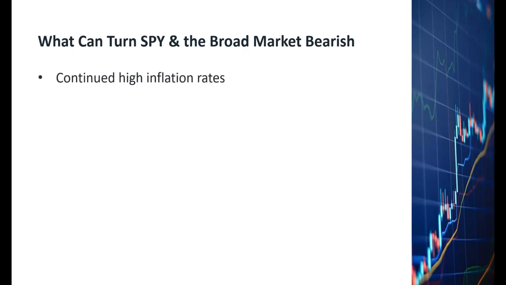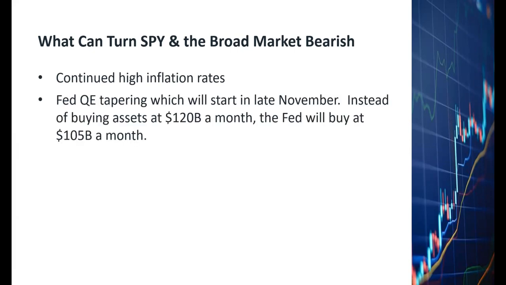If we continue to see high inflation rates, that'll depress the market, especially with high-tech stocks such as ASML and Google or Alphabet. The Fed QE tapering will certainly have some effects on the market. The good news is that the tapering will be very gentle. Instead of buying assets at $120 billion a month, the Fed will be buying assets at $105 billion a month, a $15 billion reduction, which is really very gentle.